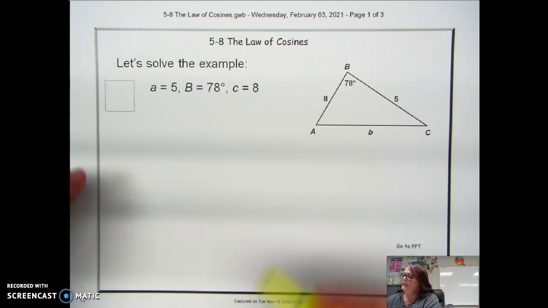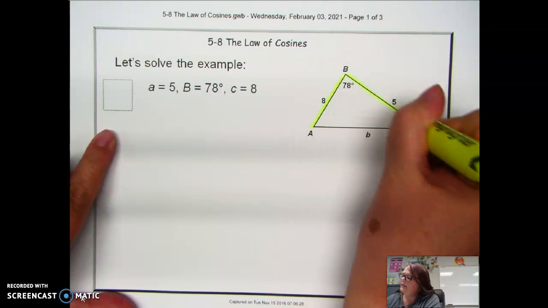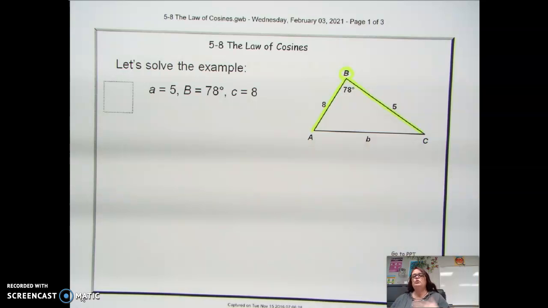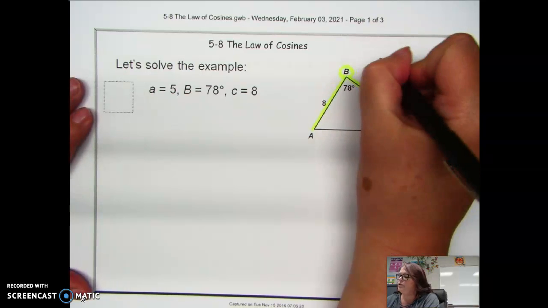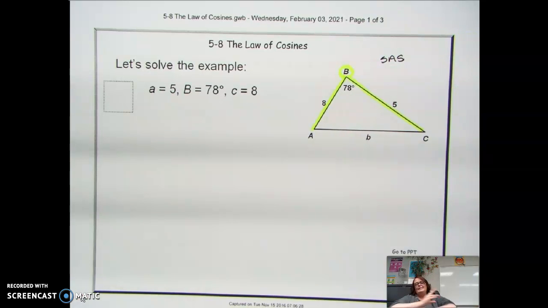So you heard me in the intro, they gave me a side here and the length of a side here, and they gave me the measure of this angle here. If we were talking about those measures equal to another triangle's measures, we would say they were congruent by the side angle side theorem. Remember when we talked about the law of sines, we wanted angle side angle or angle angle side. So this isn't something we could use for the law of sines.